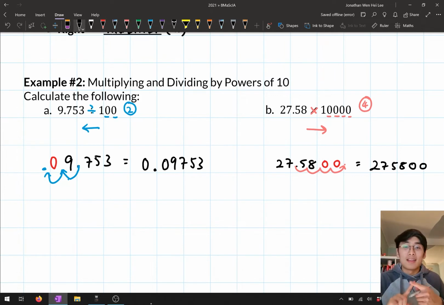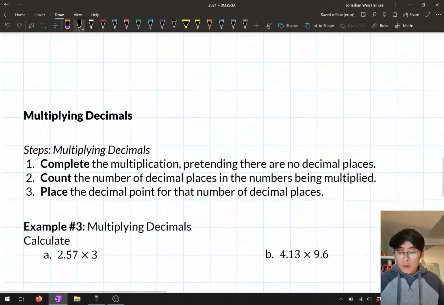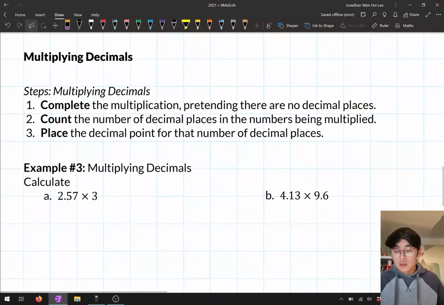So that's how we multiply and divide by powers of 10. The first step, count the number of zeros in your power of 10, and then figure out which direction we're going. If we're dividing, we're going to the left. If we're multiplying, we're going to the right. And so that is how we multiply and divide by powers of 10. Okay, that's the next bit done. The third part of this is we want to be able to multiply with decimals. When we are multiplying with decimals, there are a few steps we're going to follow.